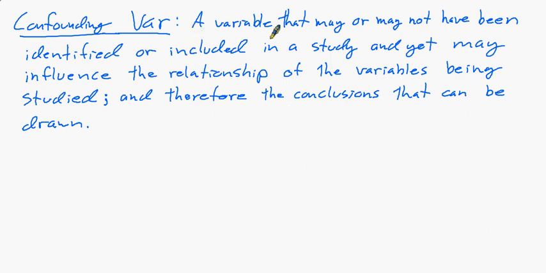A confounding variable is a variable that may or may not have been identified. Major difference. It might be identified or included in a study and yet may influence the relationship of the variables being studied, and therefore the conclusions that can be drawn. So the second part of this is all the same as a lurking variable. The only real difference is that maybe it has already been identified.